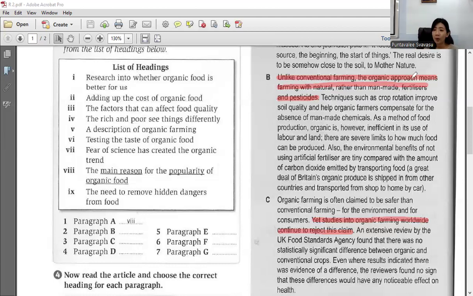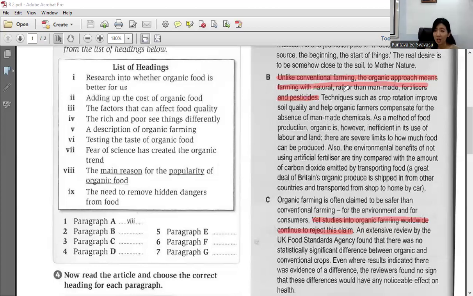For paragraph B, I choose this one. The main idea is that the organic approach means farming with natural rather than man-made fertilizers and pesticides. Before I go into the details, one thing I want you to know is that the words "rather than" come up often in IELTS. In one test you will see a word like that at least once. Be aware that in IELTS, "rather than" means "not".